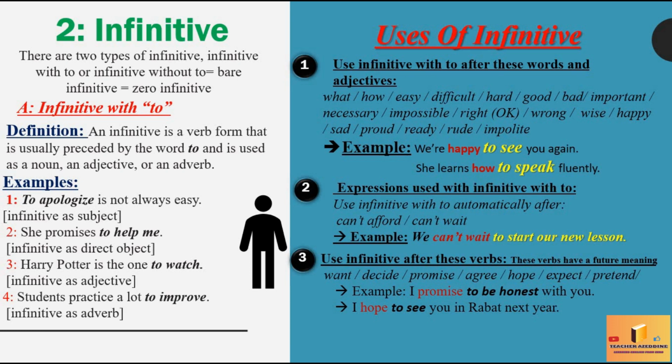The last one is sometimes called bare infinitive or zero infinitive. So let's start with infinitive with to. Definition. An infinitive is a verb form that is usually preceded by the word to and is used as a noun, as an adjective, or an adverb.